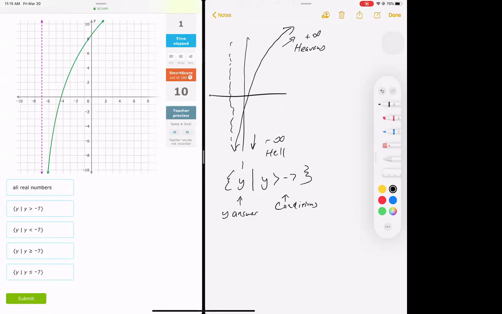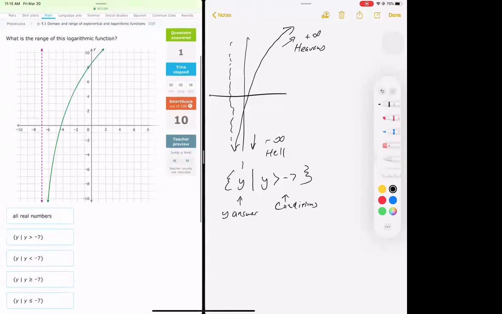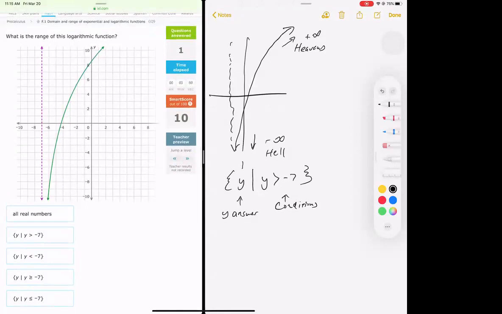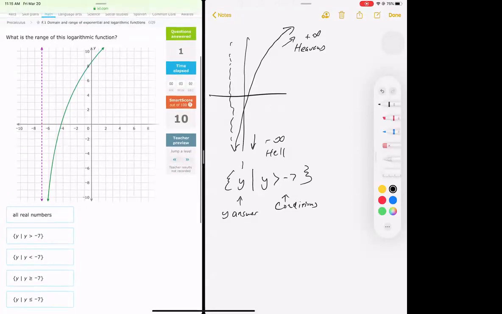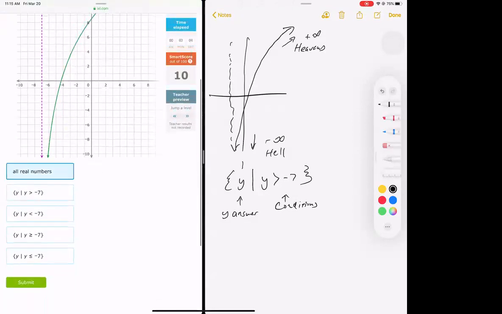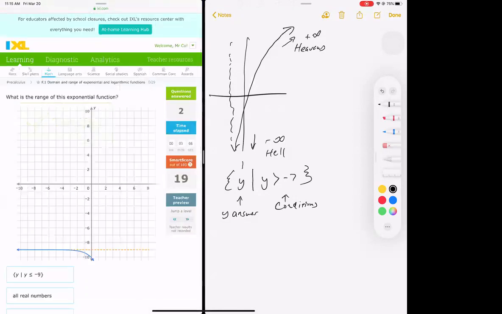The second one, the y answers are only when y is less than -7. The fourth one is y answers are only when y is greater than or equal to -7, and y answers are only greater than -7, or less than -7. In this case, if you look at our y values, they go from negative infinity to positive infinity. So being okay with that lingo, the verbiage, is something that we're just practicing here.